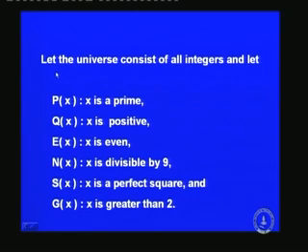Consider this example: let the universe consist of all integers, and let p of x denote x is a prime, q of x denote x is positive, e of x denote x is even, n of x denote x is divisible by 9, s of x denote x is a perfect square, and g of x denote x is greater than 2.